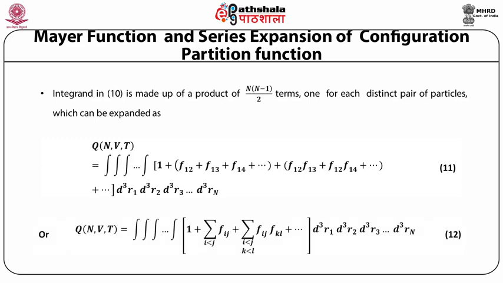or Q(N,V,T) is equal to a multidimensional integral over 1 + summation over i<j of fij + summation over i<j and summation over k<l of fij·fkl + so on, d³r1 d³r2 d³r3 and so on up to d³rN.